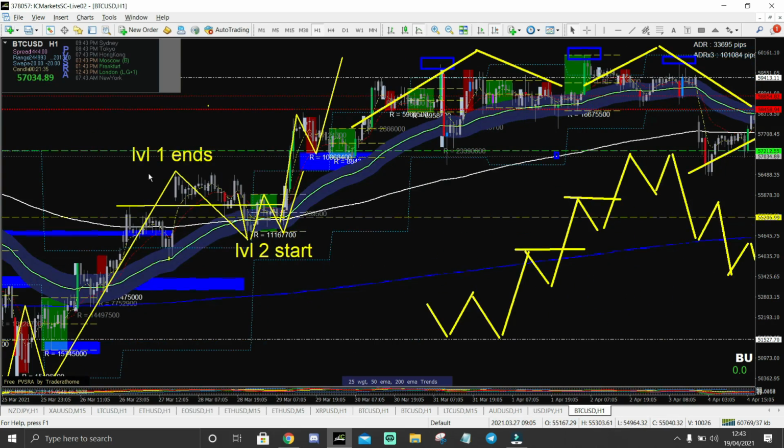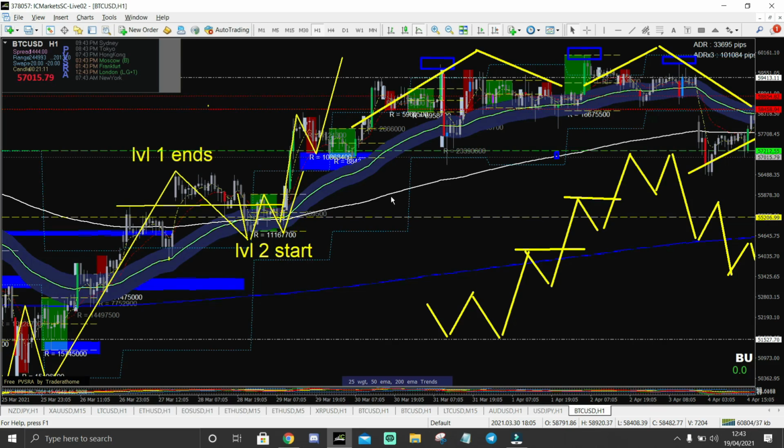To determine a completion of a level, it needs to break out of the zone, clean break to the upside. When it pulls back, ideally we want to see it pull back to the 50, but if the strength is there, notable volume should appear like here, and it hasn't touched the 50 EMA, and it's continued from that point. You will see that happen, guys. Level 1 and level 3 are normally the hardest to catch.